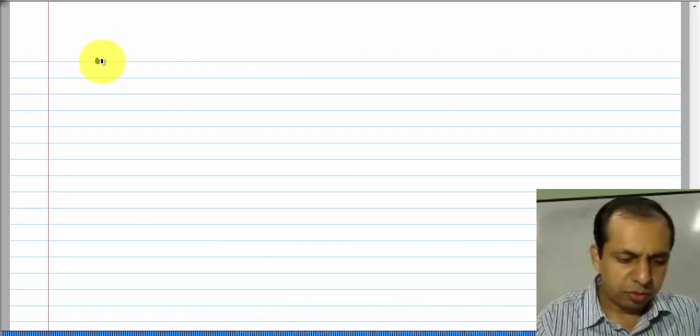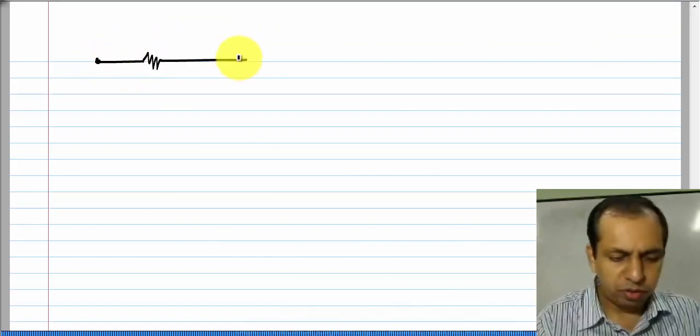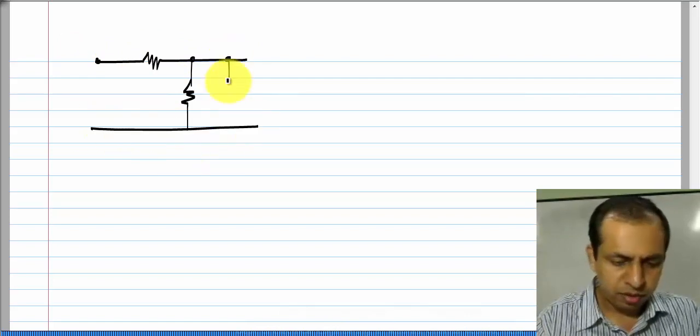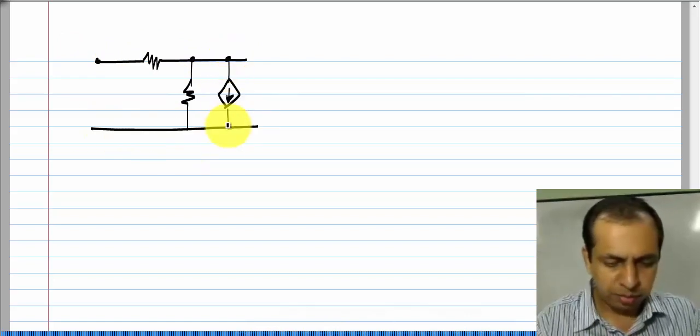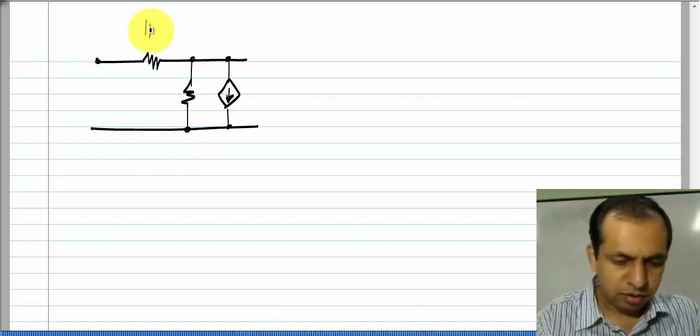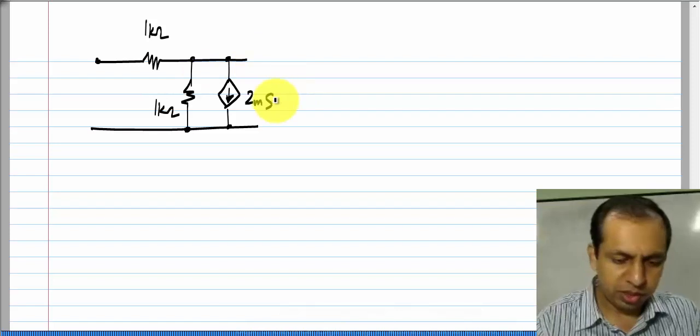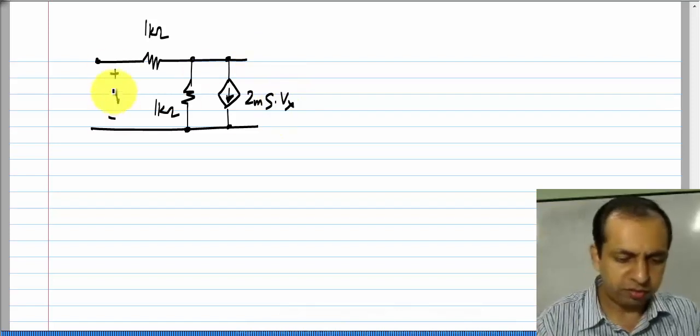So, again taking a more complicated example with a control source, we can also calculate the H parameters. 1 kilo ohm, 1 kilo ohm and 2 millisiemens times Vx, where Vx is over here.